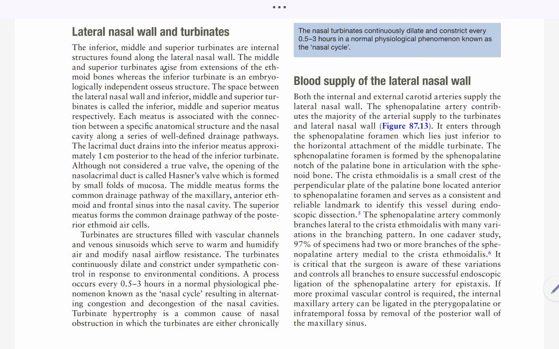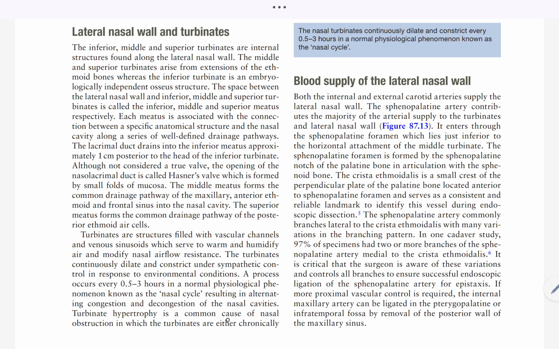Turbinates are structures filled with vascular channels and venous sinusoids which serve to warm and humidify air and modify nasal airflow resistance. The turbinates continuously dilate and constrict under sympathetic control in response to environmental conditions. This process occurs every 0.5 to 3 hours in a normal physiological phenomenon known as the nasal cycle, which results in alternating congestion and decongestion of the nasal cavities.